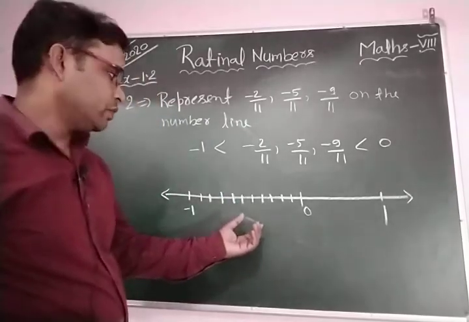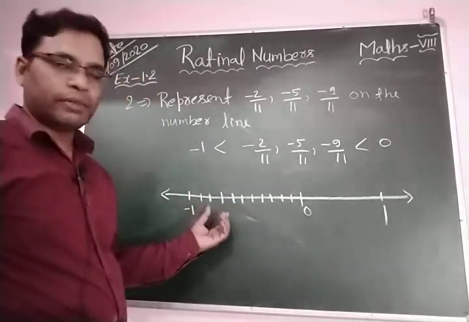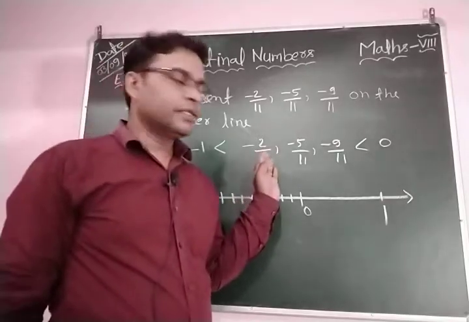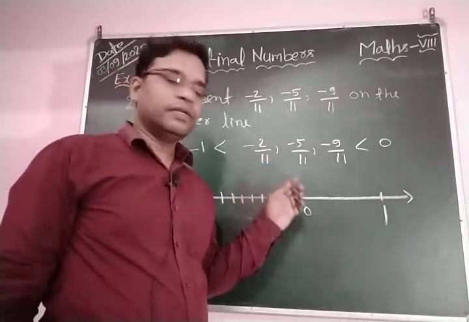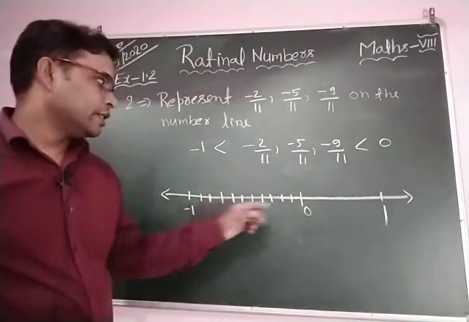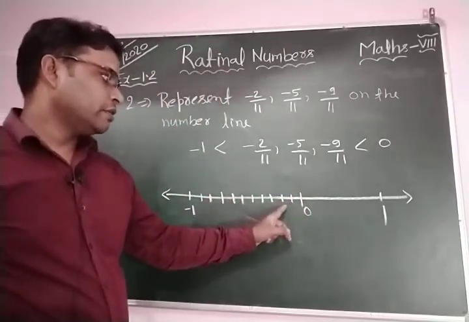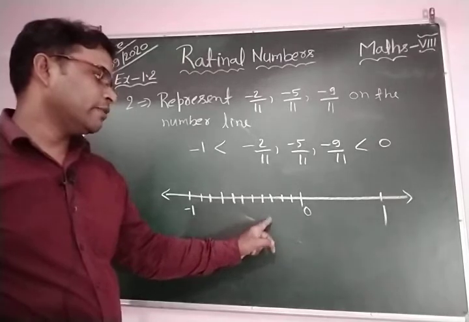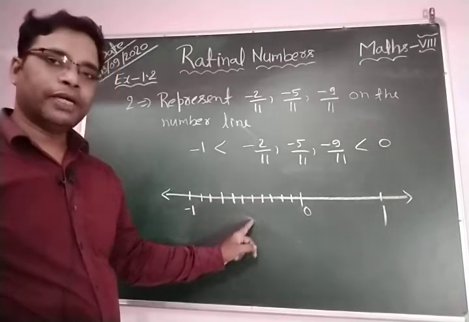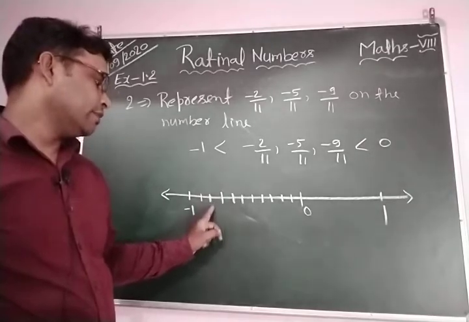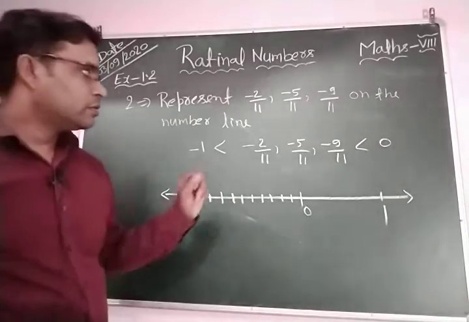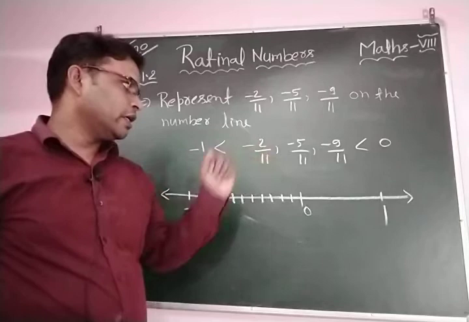Now we divide the line segment between 0 and minus 1 into 11 equal parts, because the denominator of each fraction is 11. And now this is minus 1 by 11, minus 2 by 11, minus 3 by 11, minus 4 by 11, minus 5 by 11, minus 6 by 11, minus 7 by 11, minus 8 by 11, minus 9 by 11, minus 10 by 11. Okay, so we represent only minus 2 by 11 here.